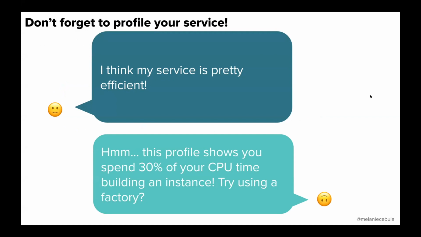And then I ran a profile for them and I said, this profile shows that 30% of your CPU time is used to build this instance every single time you get a request. We have a factory for that. Why don't you use that? People sometimes don't realize that inefficiencies get introduced over time with code changes that can make your service much less efficient. I mean, 30% of your CPU time is a lot.